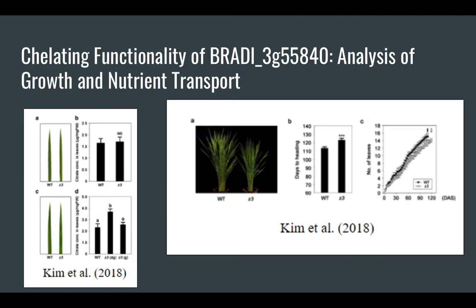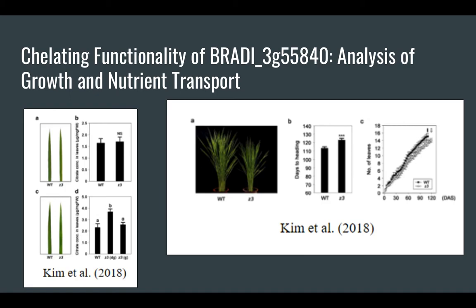The chelating functionality of our gene is elaborated further by the figures present on this slide. The figure on the left indicates a dark green plant having a high concentration of citrate in the leaves, especially when looking at the concentration from 90 days and 117 days. When looking at the wild type plants, it was observed that the citrate concentration increased as the plants got older.